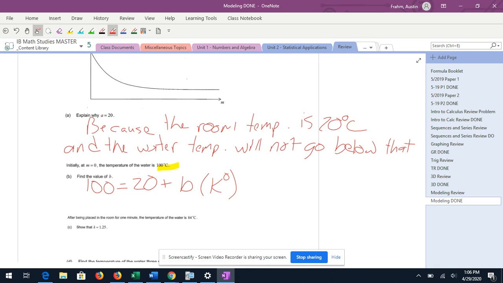We don't know what B is, and we don't know what K is. They want us to find B. Now, anything to the 0 power, remember that rule of exponents, is 1. So this can be simplified to 100 equals 20 plus B, because B times 1 is just B. And if we subtract 20 from both sides, we're going to get that B equals 80.